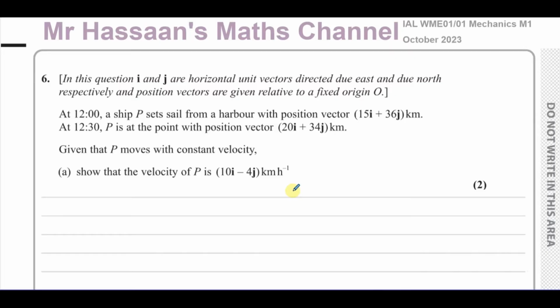And this question here is about vectors. It says, in this question, I and J are horizontal unit vectors directed due east and due north, respectively, and position vectors are given relative to a fixed origin O.